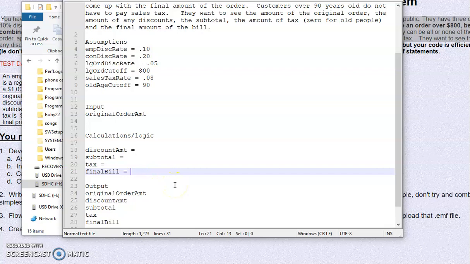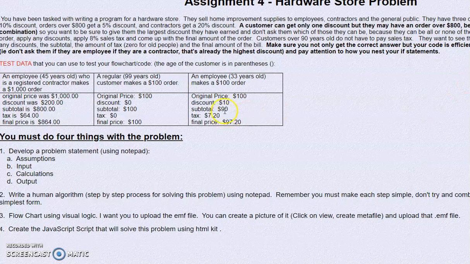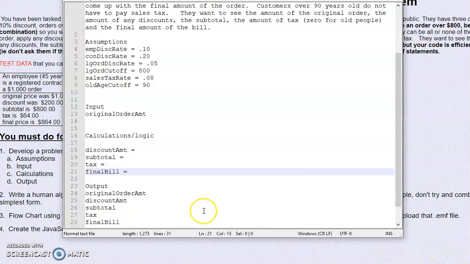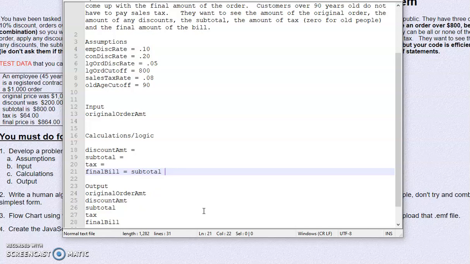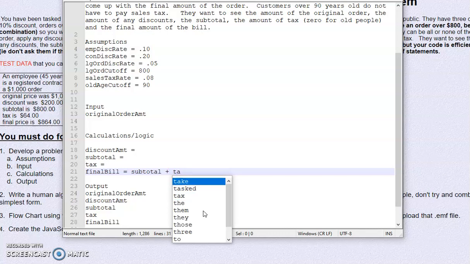All right, so final bill is pretty easy. And again, if you can't figure out the math, how did I get these numbers? So how did I get 100? Well, that's a bad one. How did I get 864? Well, subtotal plus the tax. 97, subtotal plus the tax. So subtotal plus the tax must be the math. All right, so that is subtotal. And you can see that because I'm using this, I don't have to worry about making a mistake on my variable names. Whoops. Tax.